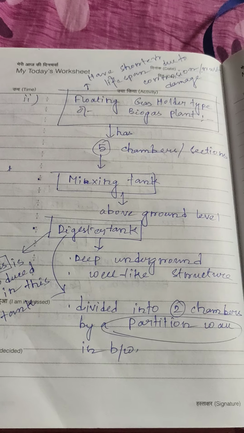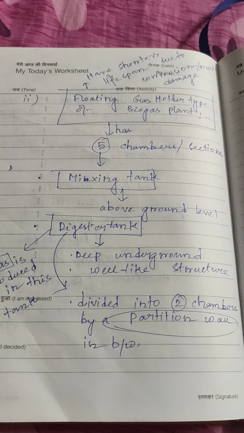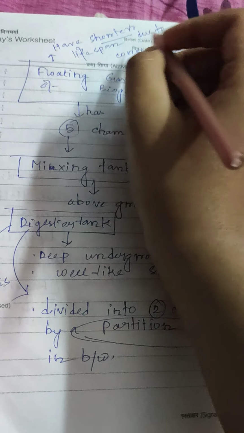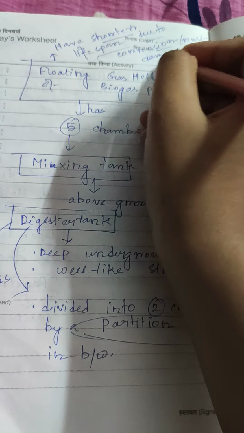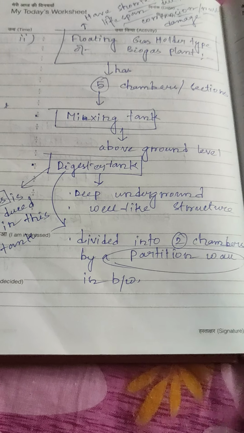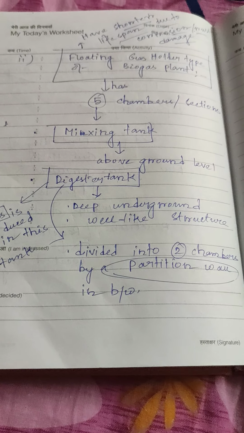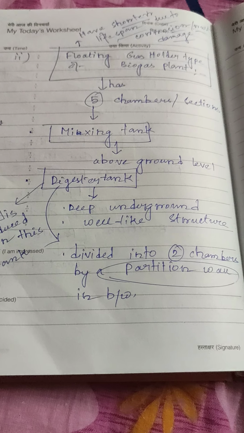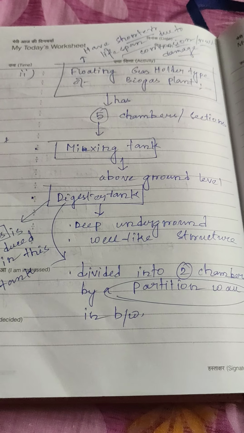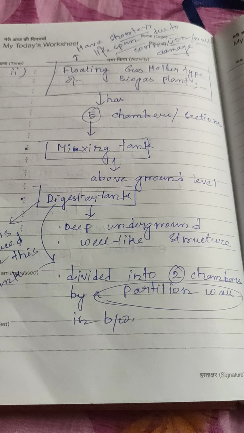The second type of biogas plant is the floating gas holder type of biogas plant. The floating gas holder type has a shorter lifespan due to corrosion or rust damage. So the fixed dome type has no corrosion damage, but the floating gas holder type has corrosion damage. It has 5 chambers or sections, similar to the fixed dome type.